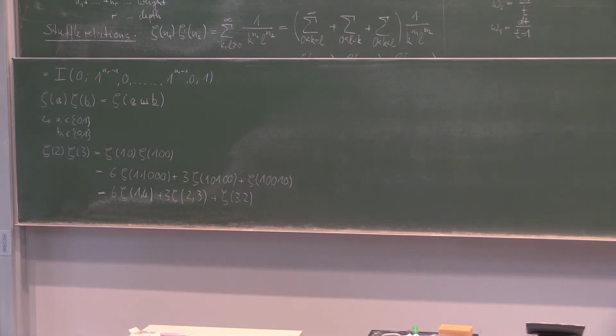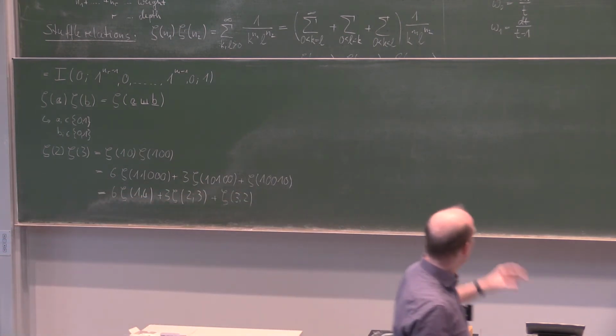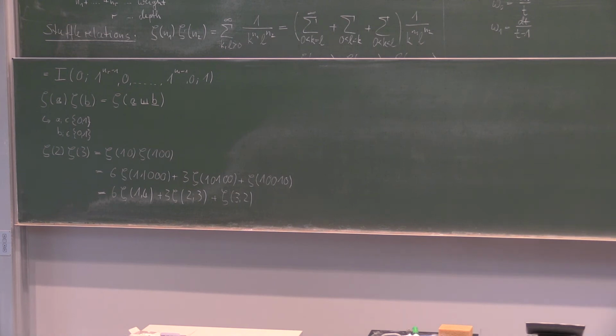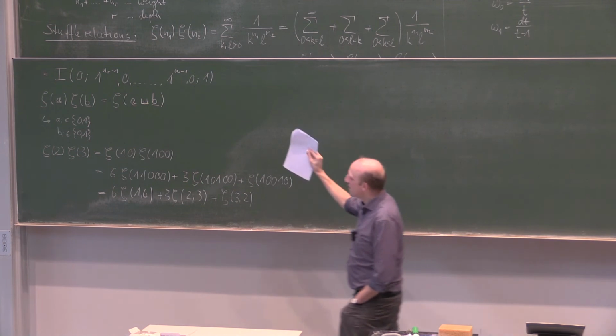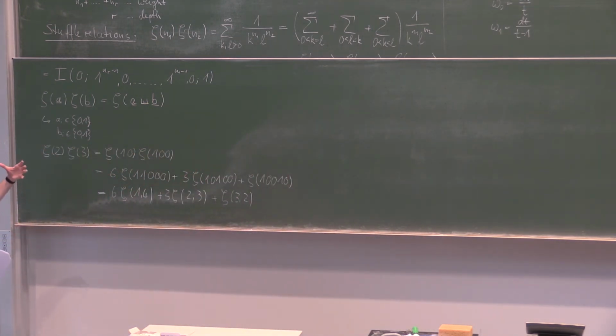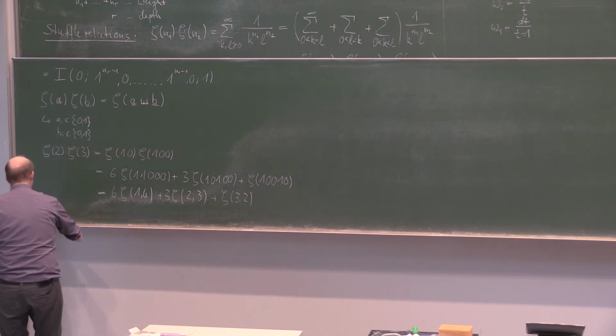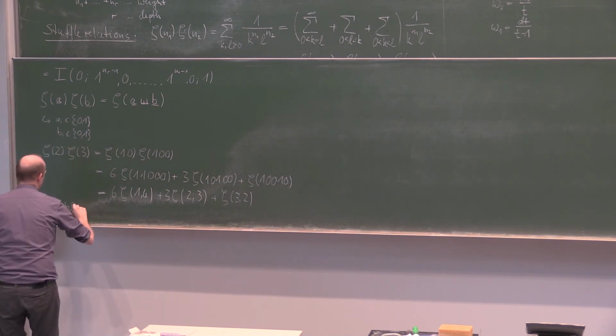One conjectures that all relations between multiple zeta values can be derived from combinations of these shuffle relations and the stuffle relations. There is something with so-called cusp forms, which I don't want to comment on, but one believes that all these relations can be traced back to shuffle and stuffle relations. And that goes usually by the name of the double shuffle relations.